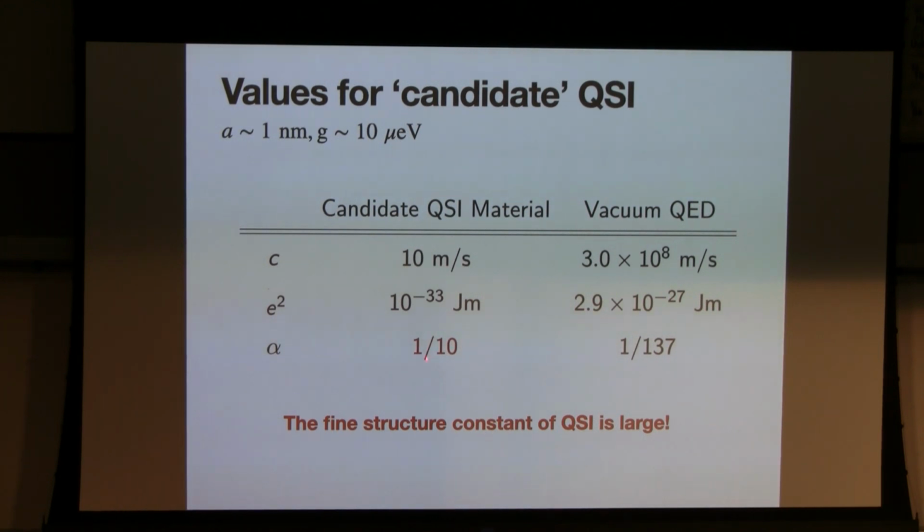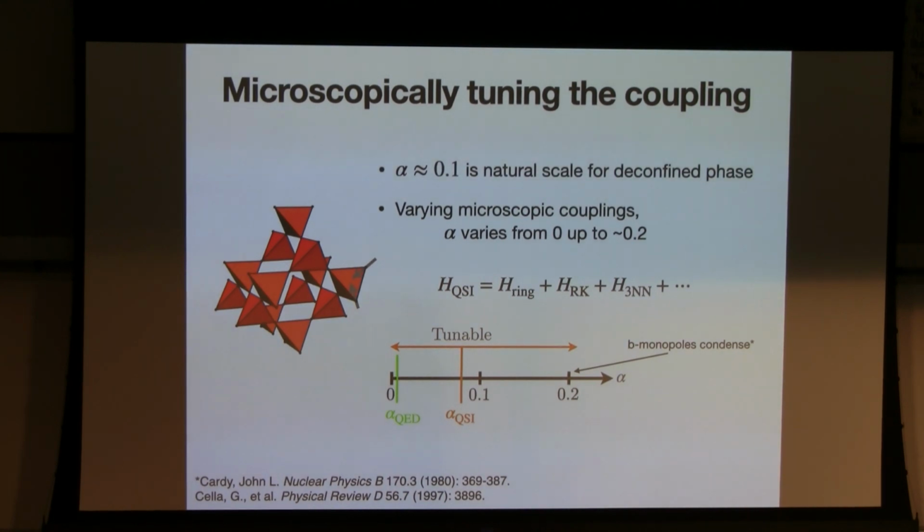Of course, it's small in the sense that it's 1/10, and probably you can do reasonable perturbative expansions if you were computing in the field theory. But it's bigger. Now, what about this question of multiple parameters? So I claim that alpha is 1/10 is the natural scale for the deconfined phase in quantum spin ice, period, whatever your parameters are.